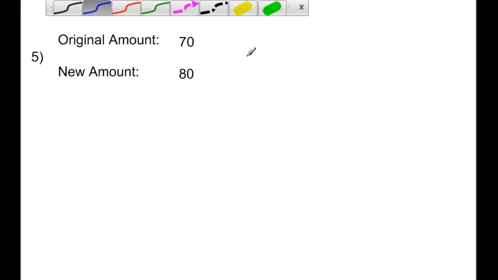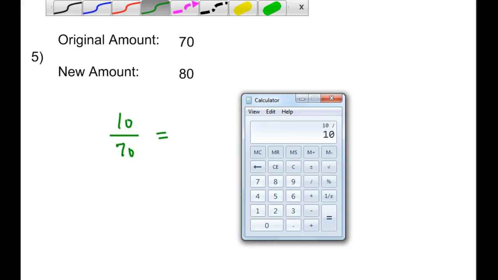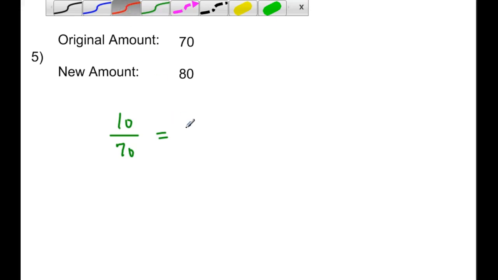And the last one, 70 to 80. Once again, find the change. Don't necessarily worry about the sign. 70 to 80 changes 10 over the original amount, 70. Punch this into a calculator. 10 divided by 70 equals this long number right here. Okay, I'm going to say 14285.